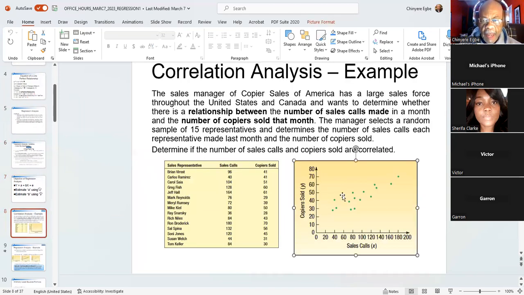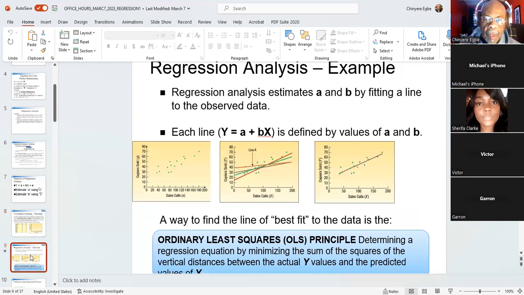This is what I was talking about. This is a scatter plot that gives you an idea of the tendency, the relationship. If you make many calls, you will sell many copiers, and so the slope is positive. And our objective is to draw a line smack in the middle of the scatter diagram. Just like this one, you can see your objective is to draw a line in the middle of that scatter diagram.